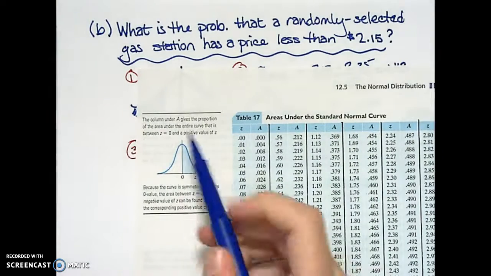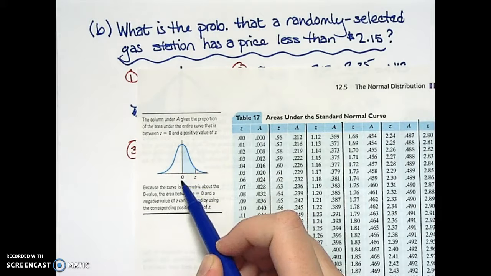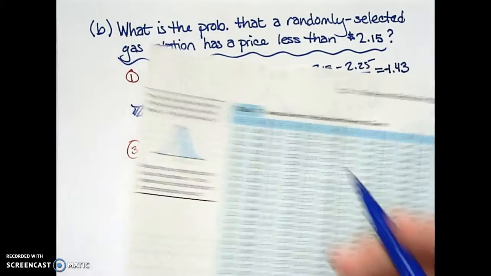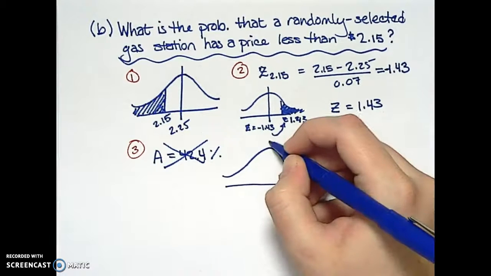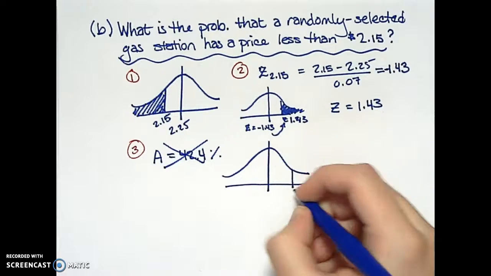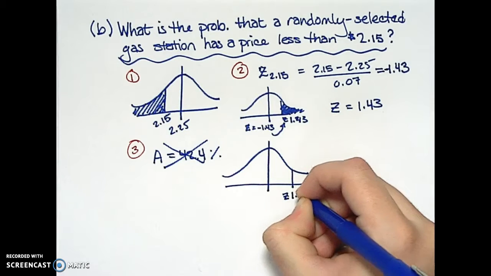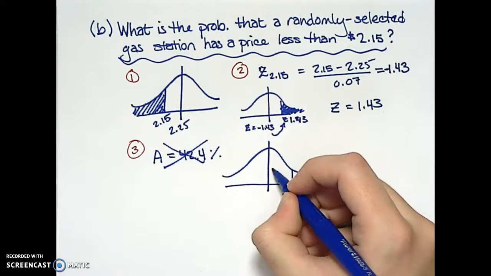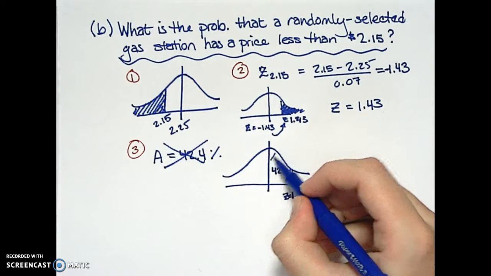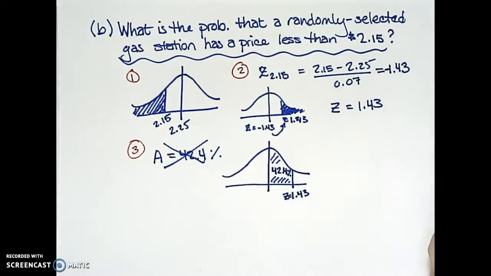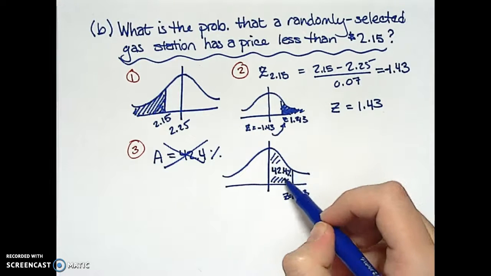Recall again that it gives us the area between your average and the z-score. So if I look at my standard normal curve, or just the normal curve in general, with a z-score of 1.43, I have 42.4% appearing between the average and that z-score. But notice that's not at all what we wanted.